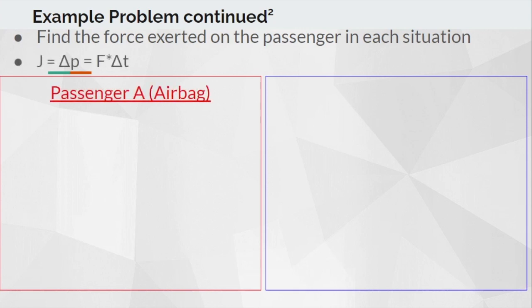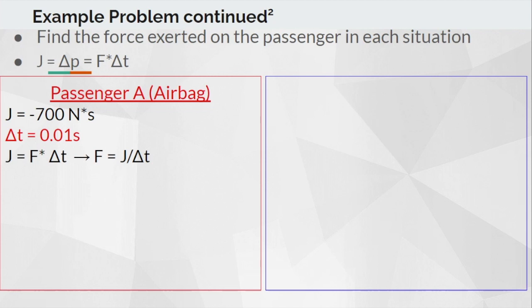So passenger A, they have the airbag, don't forget. Their impulse was negative 700 newtons times seconds. Their delta T, or the time of that collision, was 0.01 seconds. So if impulse is equal to force times delta T, and we manipulate this equation to solve for force, we find out that force is equal to impulse over delta T. So if we plug in our numbers, we end up with force is equal to 70,000 newtons.